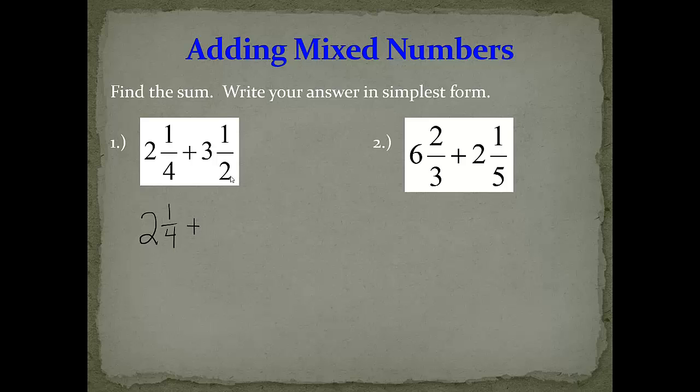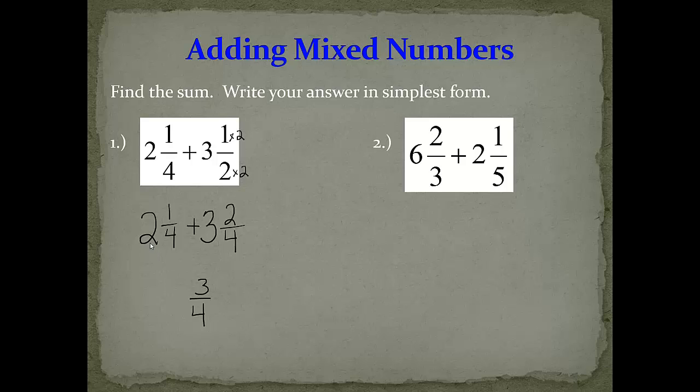Then for my second fraction, I'm going to have to multiply by 2 so that I can get a denominator of 4. So my whole number 3 will stay the same, and then my fraction will become 2/4. So now I have 2 1/4 plus 3 2/4. I'm going to add my fractions. So 1/4 plus 2/4 is 3/4.